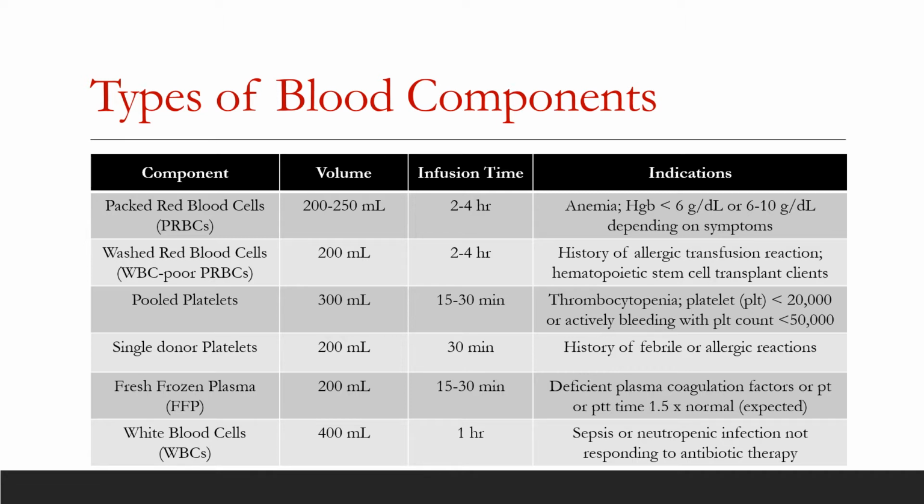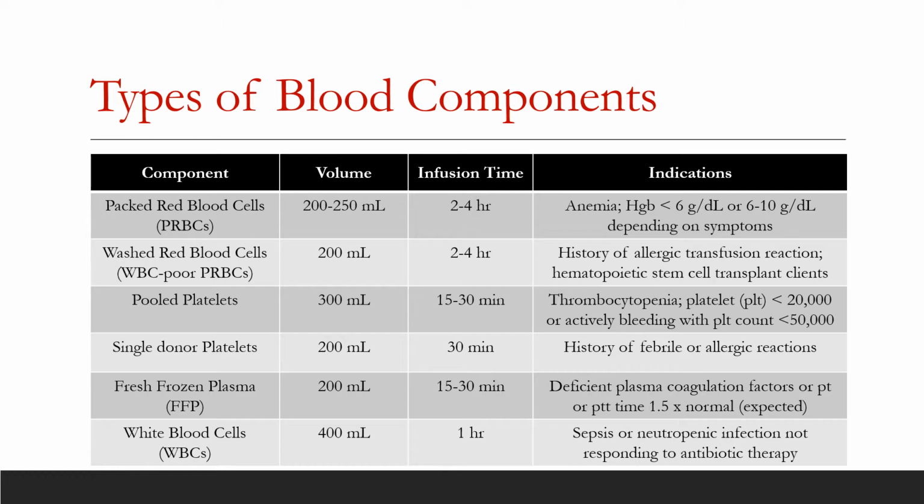Single donor platelets are usually for those clients that have a history of a febrile or allergic reaction, again. So a rarity in itself. Fresh frozen plasma is usually also a rapid infusion, 15 to 30 minutes. They are then deficient of coagulation factors. They need coag factors in order to clot. So fresh frozen plasma has a lot of those coagulation factors. And so usually they also get a bag of platelets, but plasma in itself, FFP, can also help with clotting.